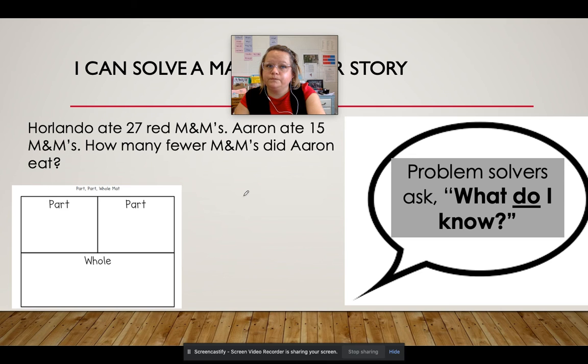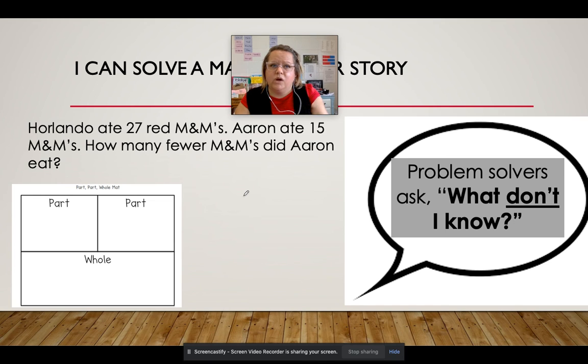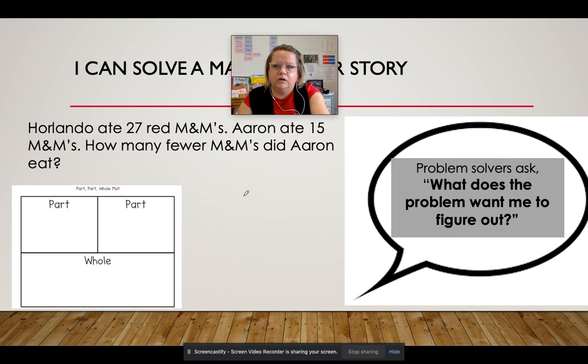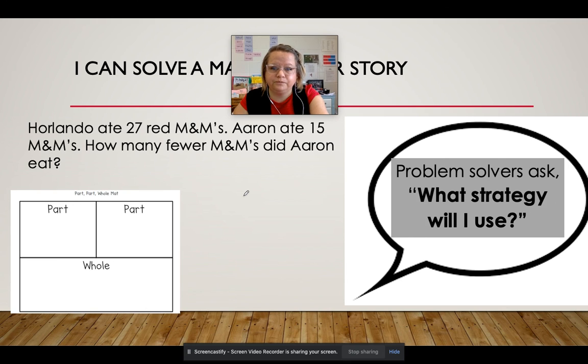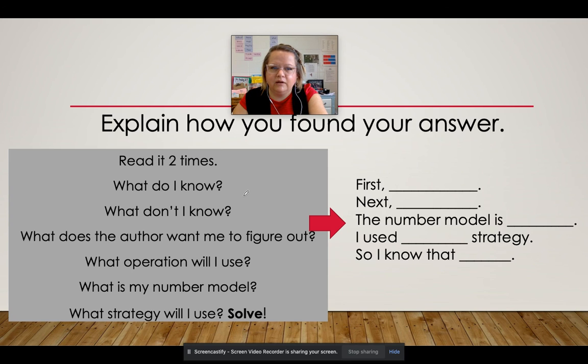What do I know? This is where you come in. What do you know? What don't you know? What does this problem want you to figure out? What is my operation? What is my number model? So am I adding or subtracting? What's my number model? Remember, your number model should have a question mark because there's something that you don't know. What strategy are you going to use? And then you're going to explain how you found your answer. You can do this on a blank piece of paper. Totally fine. The question is on Canvas, and I also have this explain how you found your answer page on Canvas.